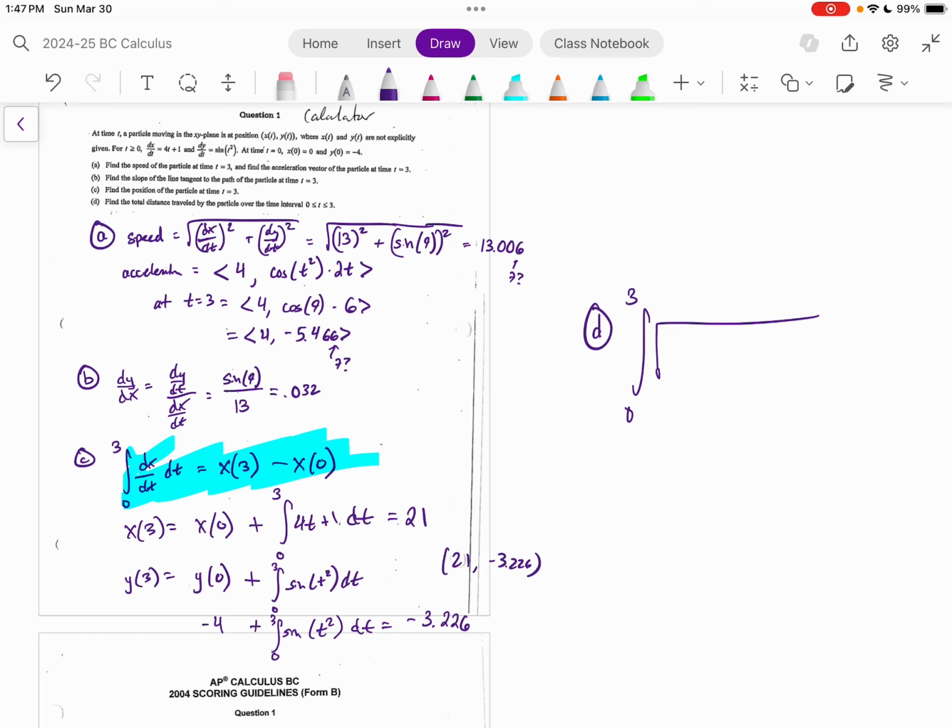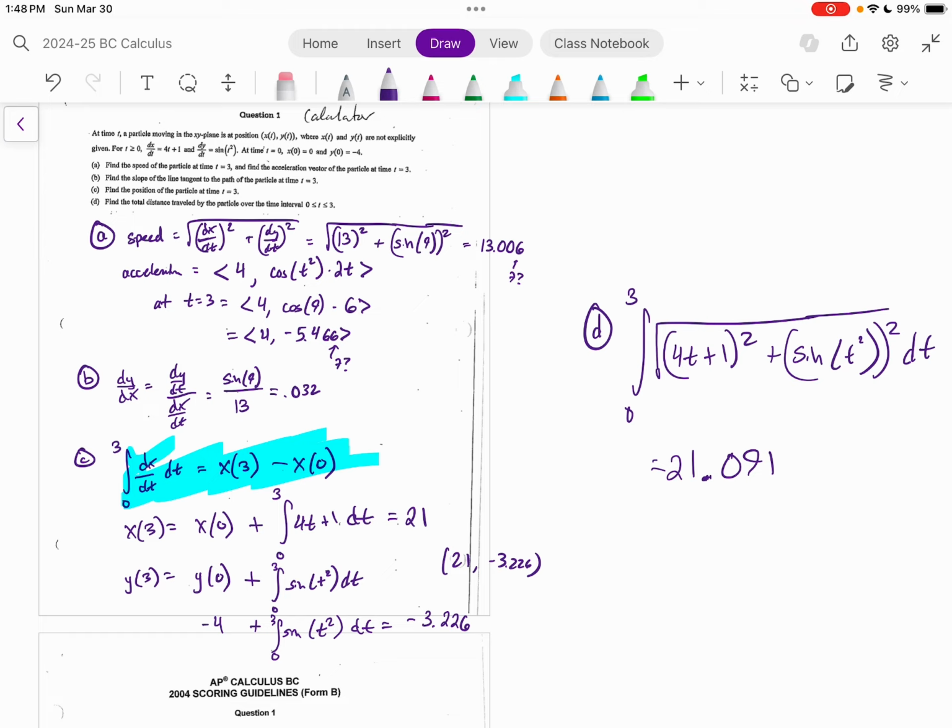So this is at a specific point. Well, we'll just do it in general. In general, oh no, because we're doing it from 0 to 3. It's the integral of the square root of 4t plus 1 squared plus sine of t squared dt. Okay, and I think if you plug this in, you're going to get 29.091.